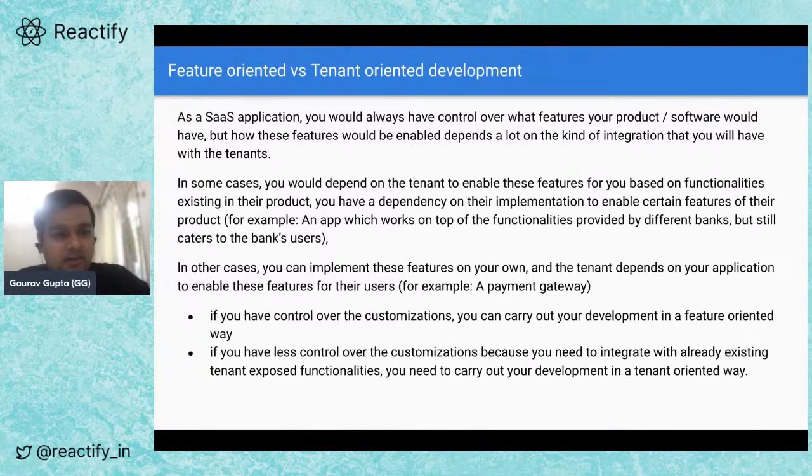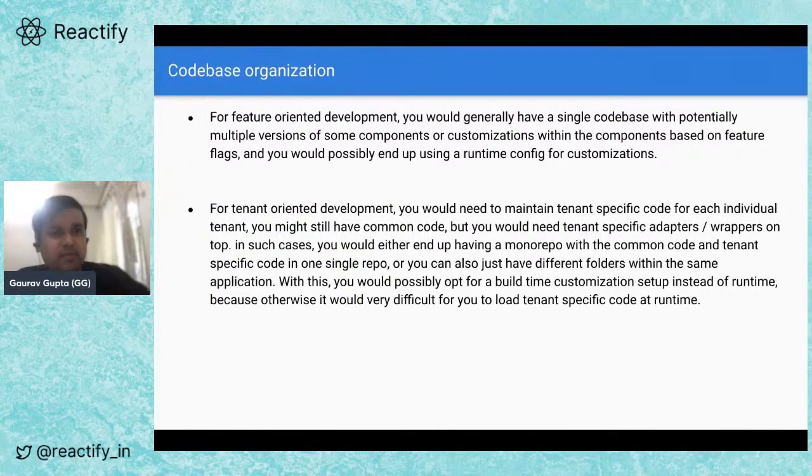On the other hand, if you have a dependency on the tenant side functionality, like the loan example that I just gave, you need to have a tenant oriented development where you will need to customize a lot more than feature oriented development. So for code base organization, for feature oriented development, there are not a lot of problems that you would face, because you can just have a single code base with slight modifications to your components based on some feature flags, and you can just use a runtime config for customizations, right?